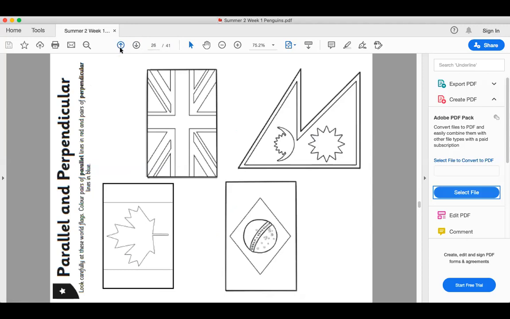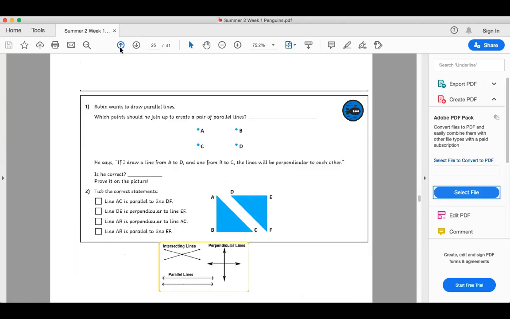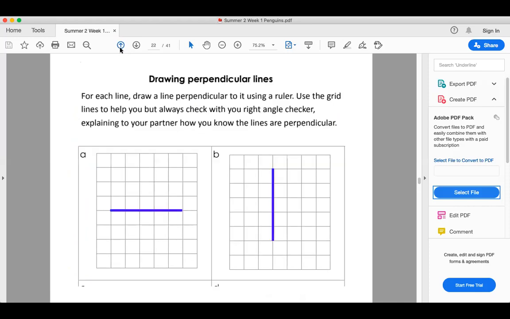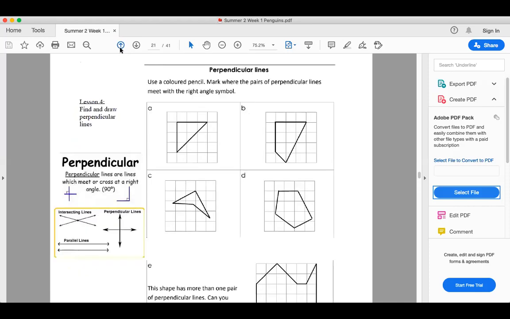And that is it. So I hope you have a good idea and a good review of what parallel and perpendicular lines are. Remember, perpendicular lines meet at a right angle at 90 degrees, and then parallel lines will never, ever meet, and they always stay the same distance apart. So have a go at that.